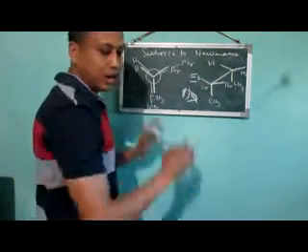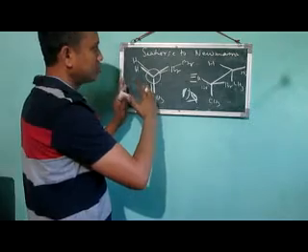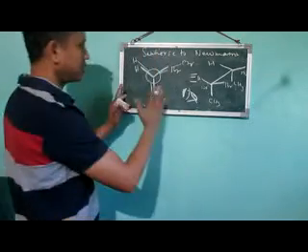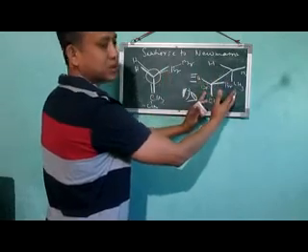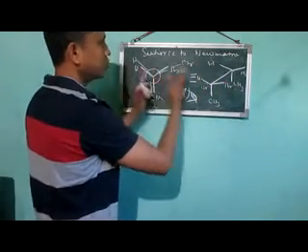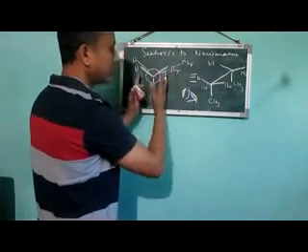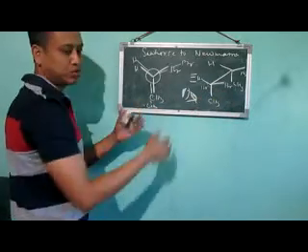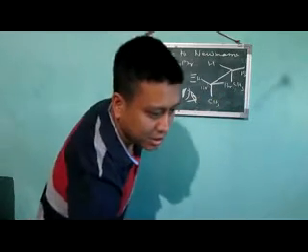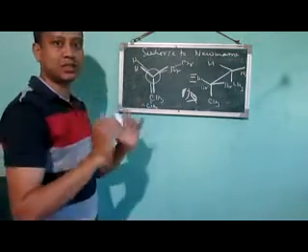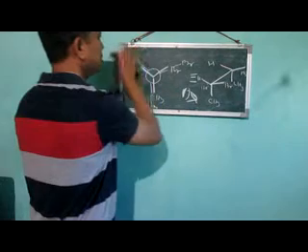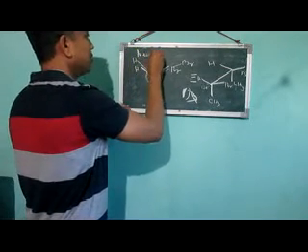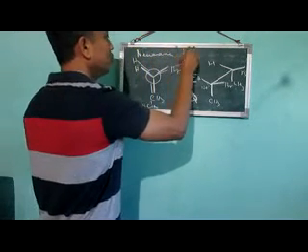Okay, so now we will do the opposite one. The opposite one is also the same. Suppose if you have this structure, you can directly write down this structure. That means from Newman to Sawhorse. So in this way we can convert the structure. After that, suppose you have a Newman structure, then you have to convert it into Fischer structure. Suppose this is Newman. Newman to Fischer you have to write.